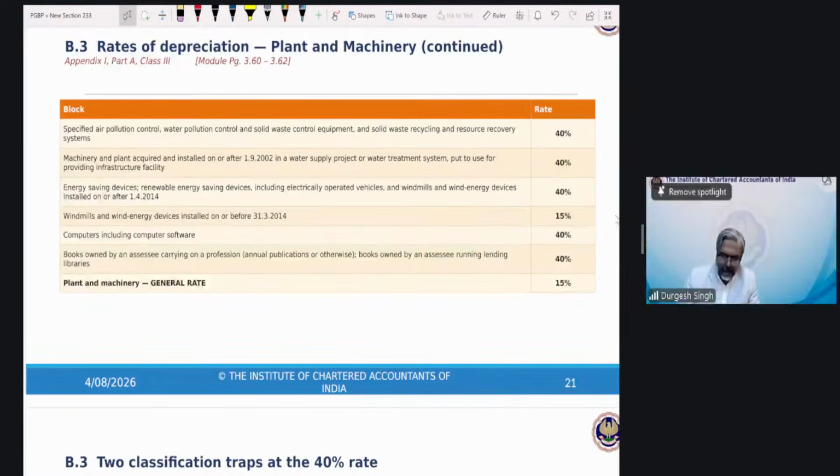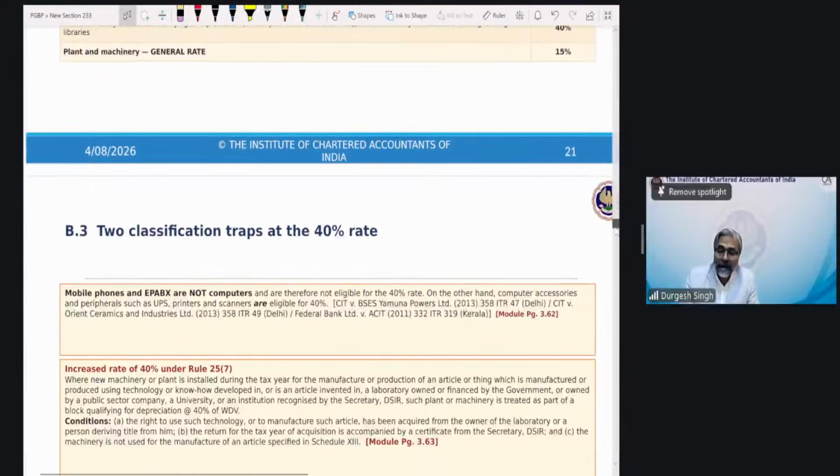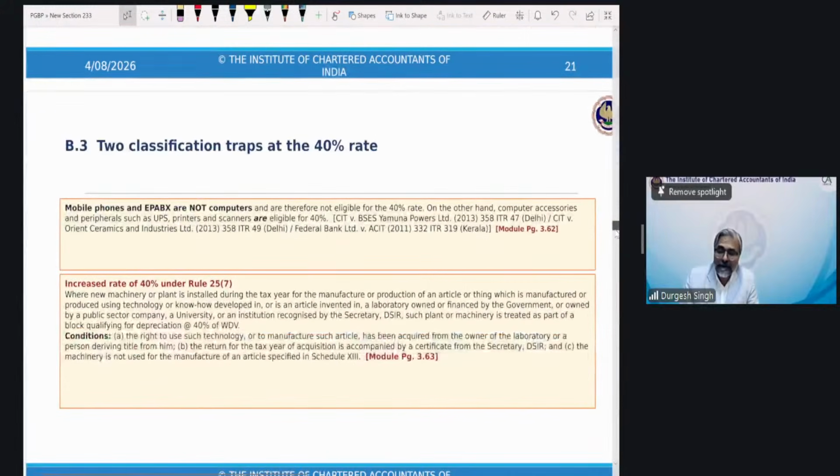Fine, students. So if you are all through with this particular part, what is the general rate of plant and machinery? The general rate of plant and machinery, students, is 15%. Now I'll give you an example of how you have to prepare a block, and then one very important concept you are going to encounter. Many of you are not even aware of these basic parts.